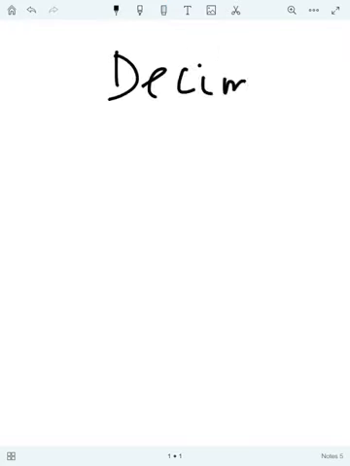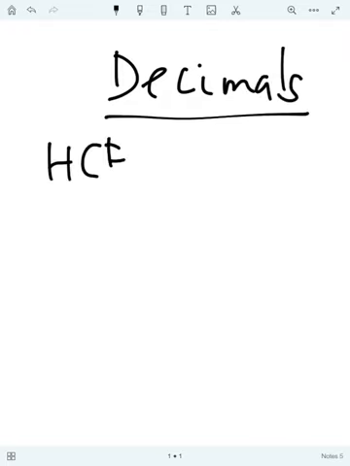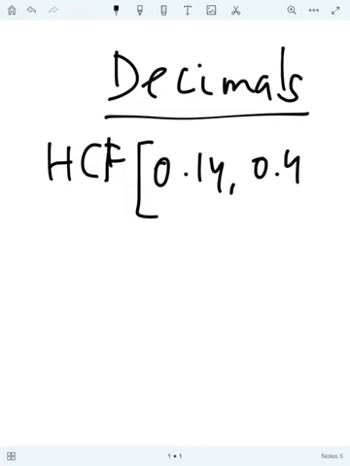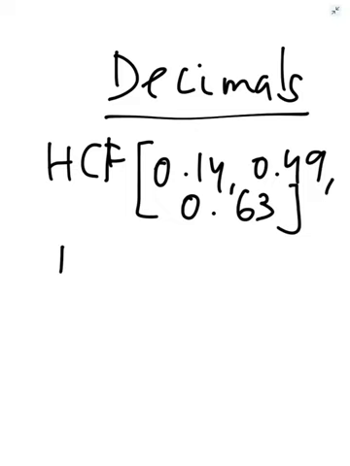Even we can take for the decimals. Suppose you have to find the HCF of these decimals. 0.14, 0.49 and 0.63. The three decimals are given to you, 0.14, 0.49 and 0.63. You have to find the HCF. So first we have to convert into fractions with the same denominator. Keep in mind the denominator has to be the same.